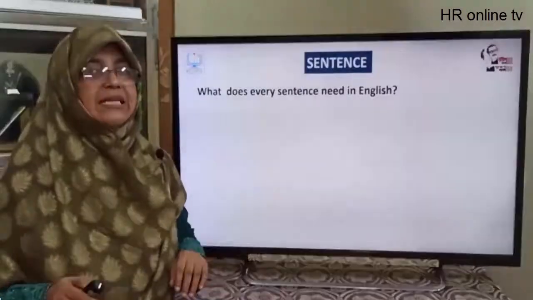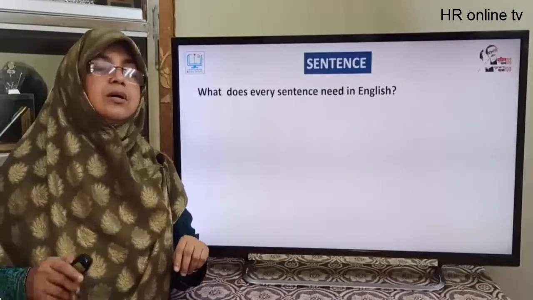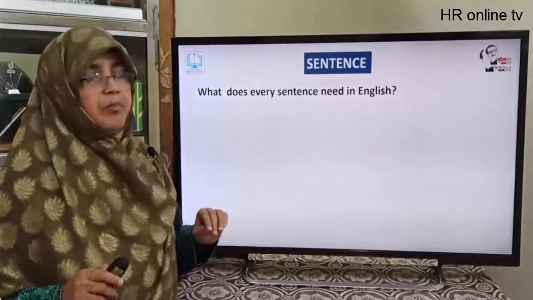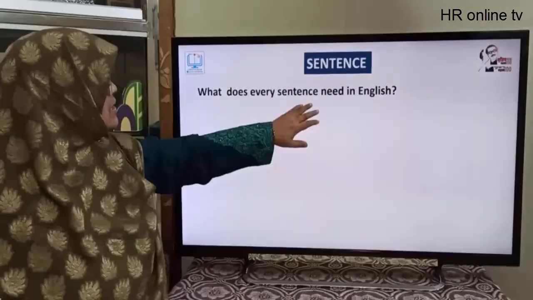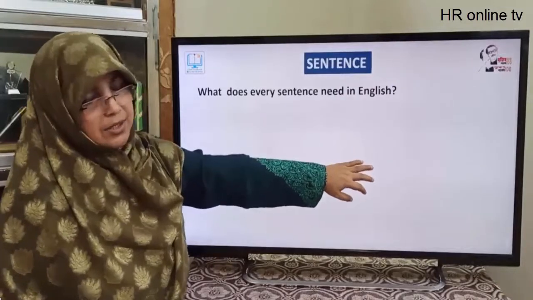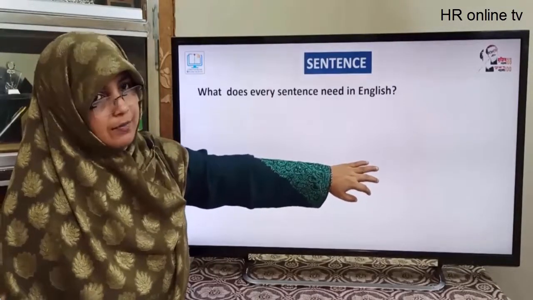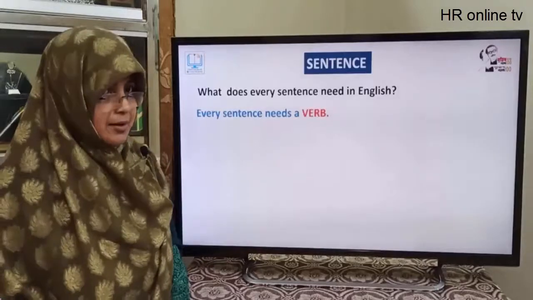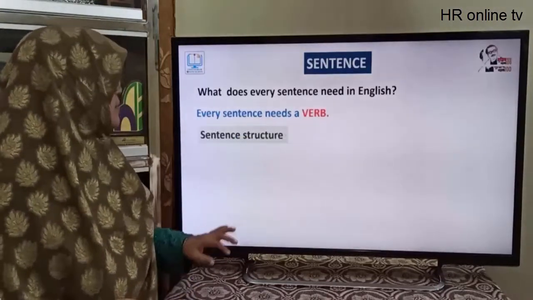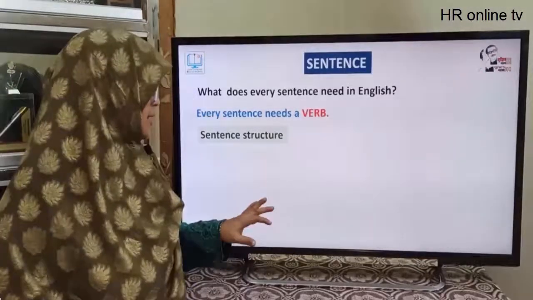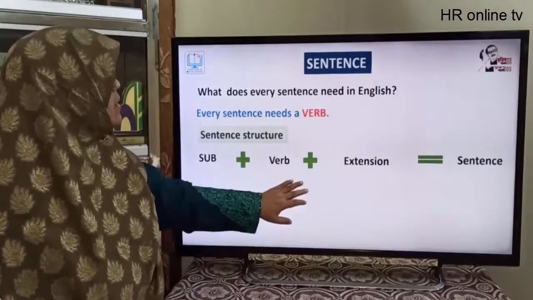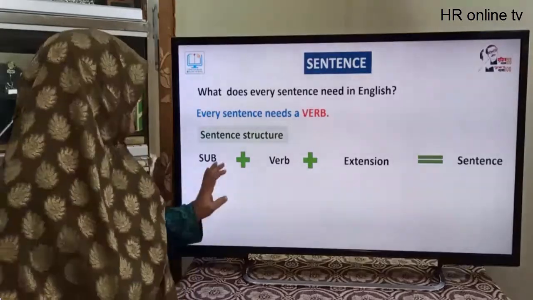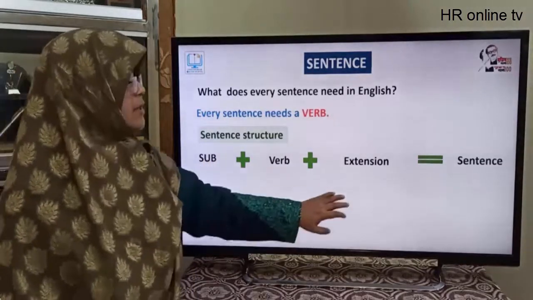Okay, what does every sentence need in English? If you write a sentence, if you say a sentence, what is the essential part of the sentence? Yes, we need a verb. Every sentence needs a verb. It's essential. Okay. Then, if you see the structure of the sentence, we should follow subject plus verb plus extension. That makes a sentence. First, we have to use a subject, then a verb, then an extension.